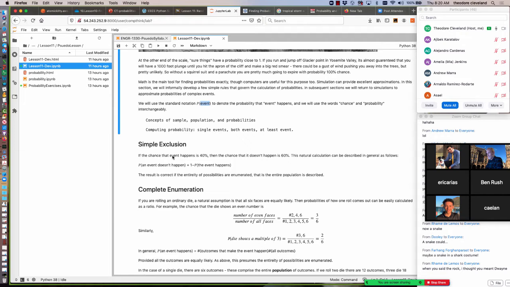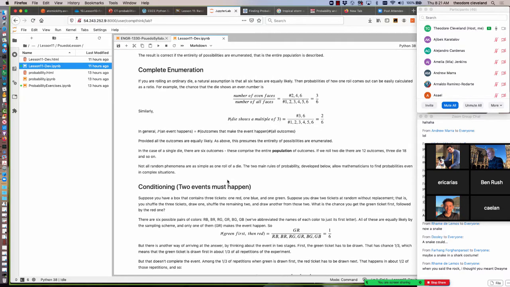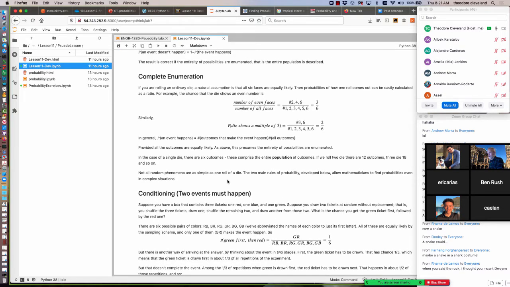This result is only correct if the entirety of possibilities are enumerated. That is, the entire population is described. Happens and doesn't happen, as long as those describe all the possible states, then a simple exclusion is an appropriate tool. An extension of that is something called enumeration. And complete enumeration simply means that we're going to completely examine all the possible states that can occur and then assess the probability from there.